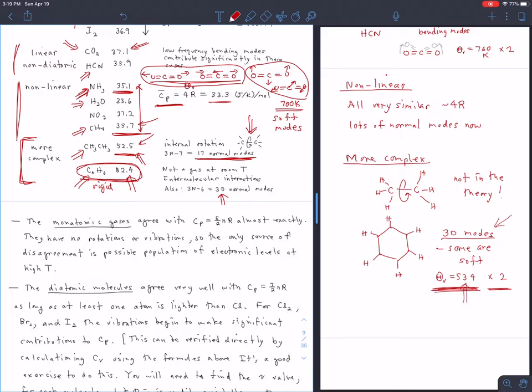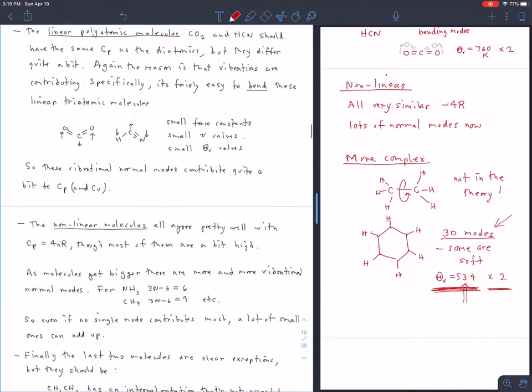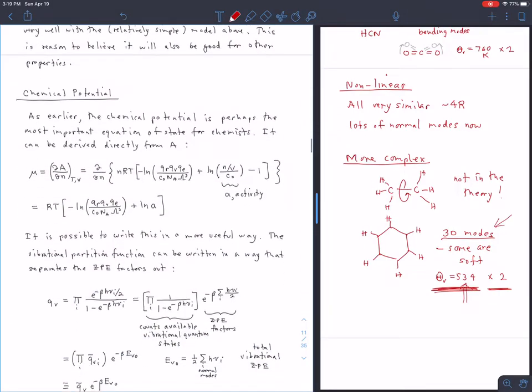In general, as the molecule gets larger and larger, you get more and more contributions from rotations, from internal rotations, and more contributions from normal modes, from lots of normal modes, and so the heat capacities go up. And I think all this is just making the comments that I just made.